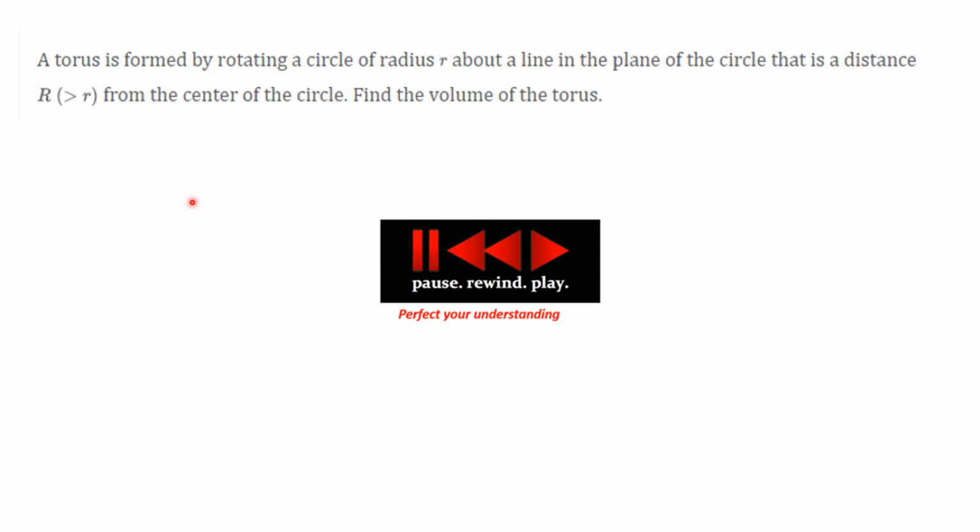All right, let's have you do something here. A torus is formed by rotating a circle of radius r about a line in the plane of the circle that is at a distance of capital R, that's bigger than the radius of the circle, from the center of the circle. Find the volume of the torus. You know what to do. Let's see how you did.